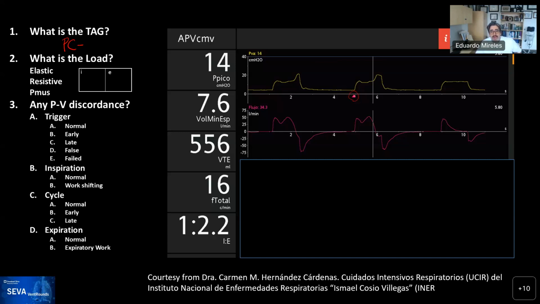However, sorry, by the patient. However, this one is triggered by the machine, this one is triggered by the machine. And then the next question is who cycles it? So if this is machine triggered, this is a mandatory breath, this is a mandatory breath too. And so is this cycled by the machine? And there's a clue here.